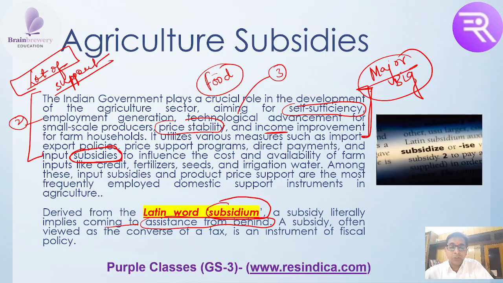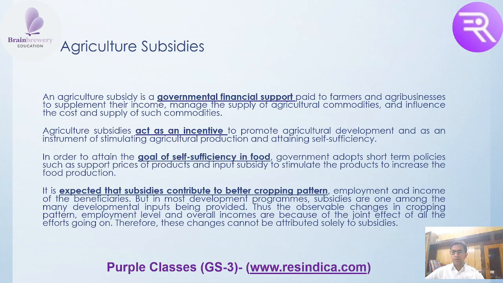Subsidy is also called the opposite of tax. That means here the government is not taking something from you, here the government is providing something to you. That is why it is called the converse of a tax. The government is providing you something, and is not taking away something from you, right? So this is called subsidy, and this is the proper definition of it.